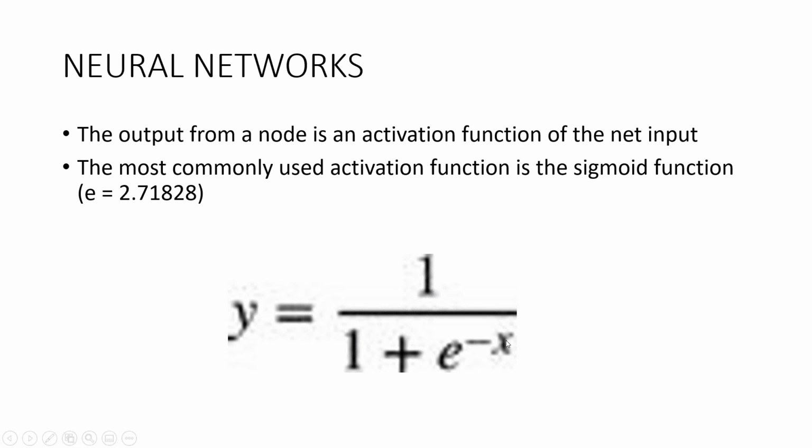If I set x to be a very, very large positive number, then e to the minus x is going to be very small, and essentially you have something close to 1 over 1. If x is a large negative number, I have 1 over 1 plus a very, very large number, which is going to be close to 0.